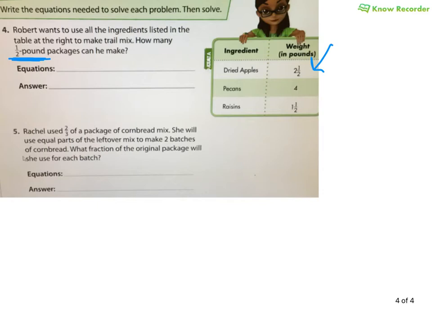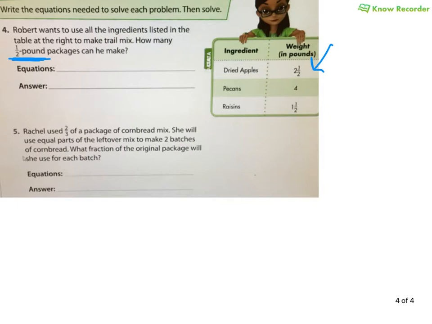Thankfully, the table tells me so. Look what I noticed first. I have mixed numbers. That means I'm going to have to add some fractions. Fortunately, these fractions have common denominators already. I know a half plus a half is 1, but let's add that in a minute. Let's write an equation of what we're going to do first, because that would be the smart thing. Have a plan of attack.